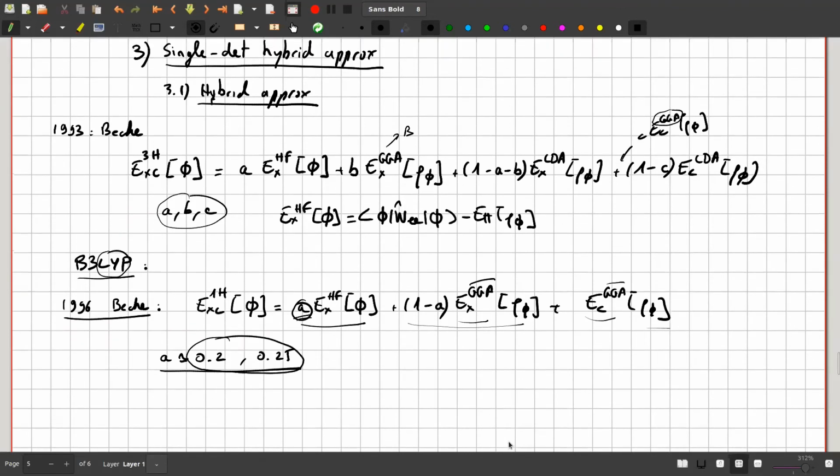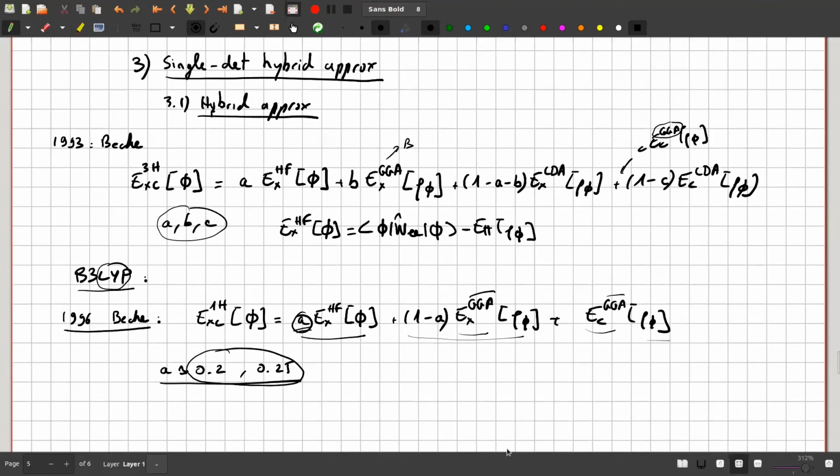So this has to be used in the generalized Kohn-Sham scheme. And if you calculate the potential associated with that, because of the Hartree-Fock exchange, you are going to find a non-local potential, but that's okay. That's manageable within this generalized Kohn-Sham scheme.